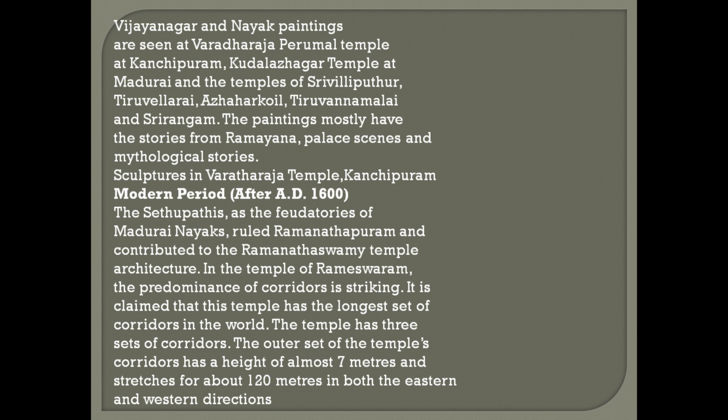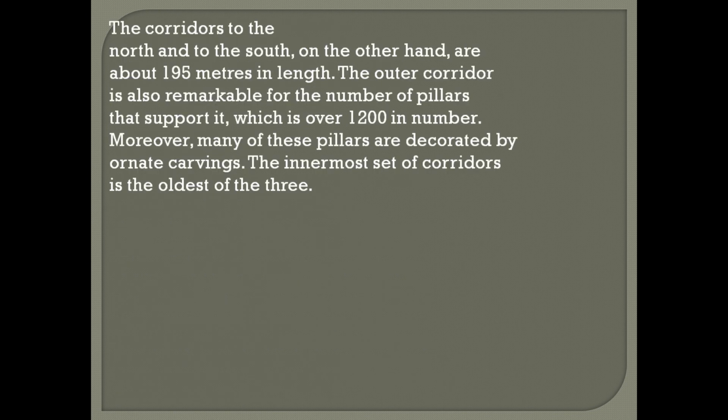The outer set of the temple's corridors has a height of almost 7 meters and stretches for about 120 meters in both the eastern and western directions. The corridors to the north and the south, on the other hand, are about 195 meters in length. The outer corridor is also remarkable for the number of pillars that support it, which is over 1200 in number. Moreover, many of these pillars are decorated by ornate carvings. The innermost set of corridors is the oldest of the three.